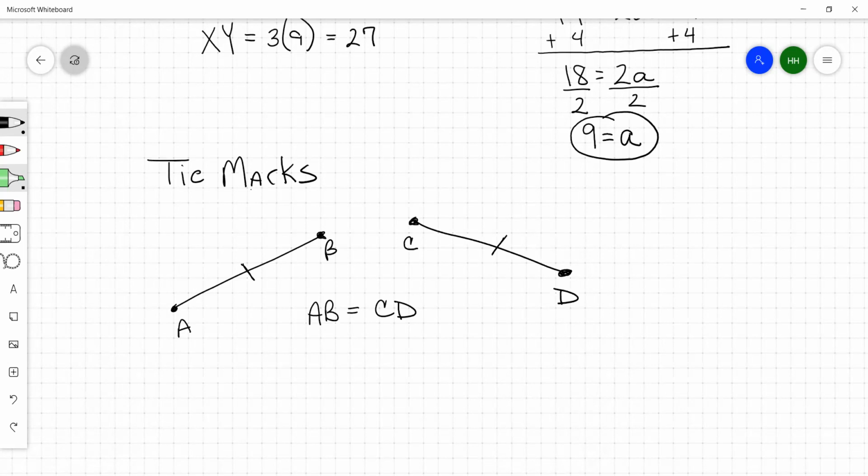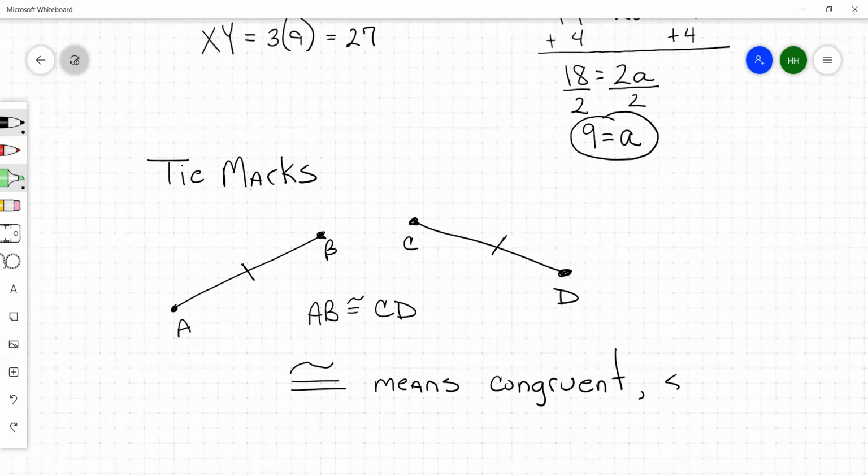All right? Here's the symbol for congruent. An equal sign with the squiggly line over the top means congruent. Same. If one segment is congruent to another segment, they have the same measure. If segment AB is 8.6, then segment CD is 8.6 units of measure. If angles are congruent, they have the same measure.